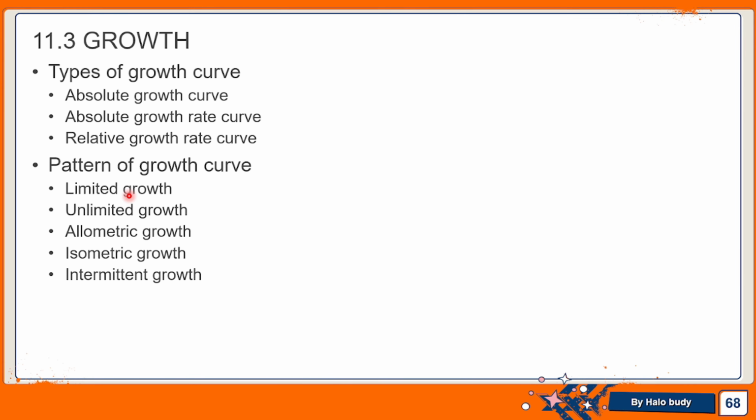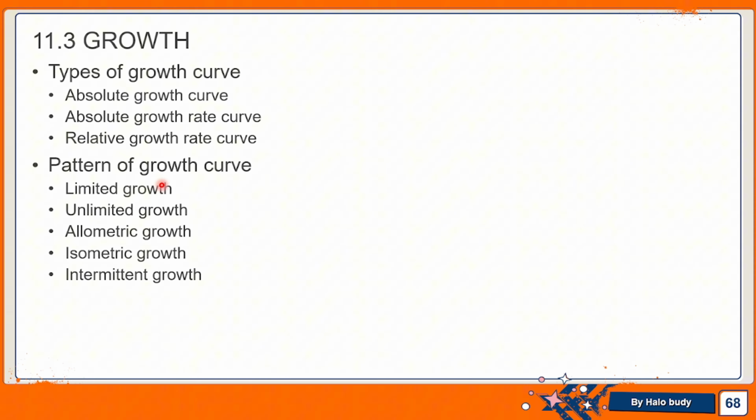Humans, at some point, we will die. Unlike the plant, secondary plants can grow unlimited. Not only humans, but animals. Any animal has limited growth, just that the period is different. Like turtles, they can go up to 400 years, 500 years. But of course, at the end, they will die also. But plants, they can grow unless you deforest it, you kill the plant. If not, they will survive for a very long time. So limited growth, unlimited growth, allometric growth, isometric growth, and intermittent growth.